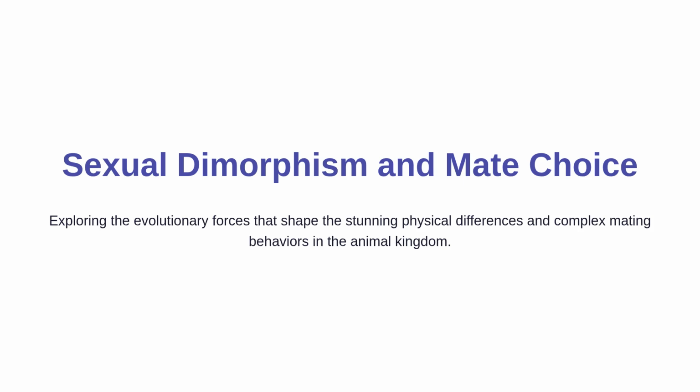Welcome to this lecture on animal behavior. Today, we are going to explore two of the most fascinating and visually striking concepts in evolutionary biology: sexual dimorphism and mate choice. We will discover why males and females of the same species often look completely different, and how the high-stakes game of choosing a partner shapes the incredible diversity of traits we see in the animal kingdom. Let us dive in.